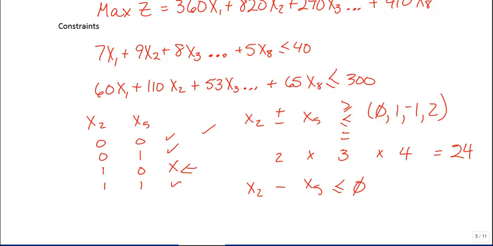That passes the first condition: 0 minus 0 is less than or equal to 0. 0 minus 1 is less than or equal to 0. It fails in the third: 1 minus 0 is greater than 0, it's 1. And 1 minus 1 is 0. So again, this is the constraint that we are looking for.